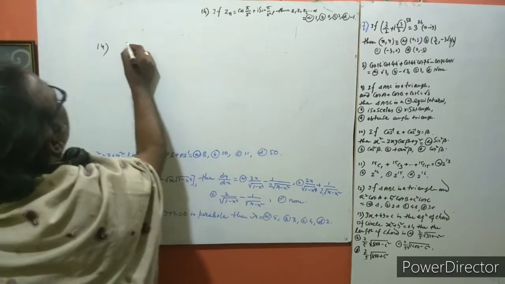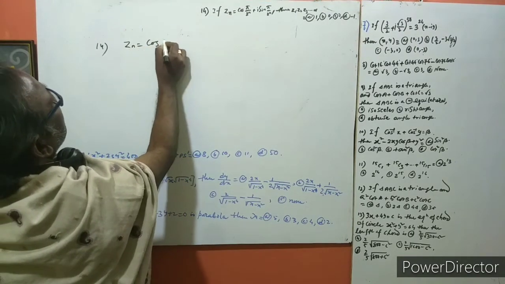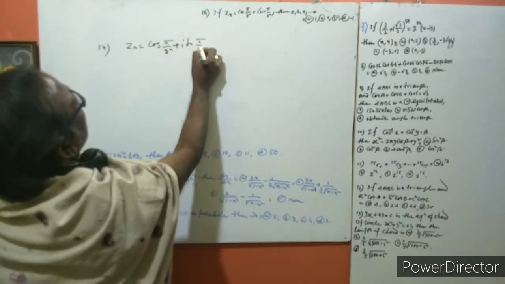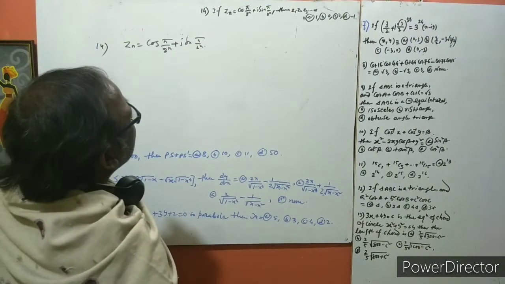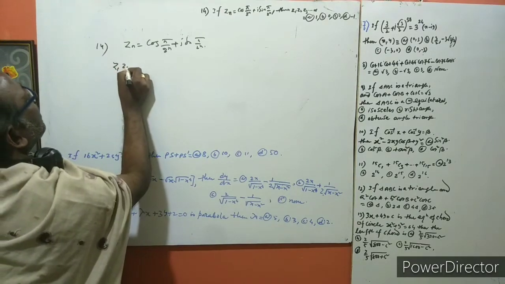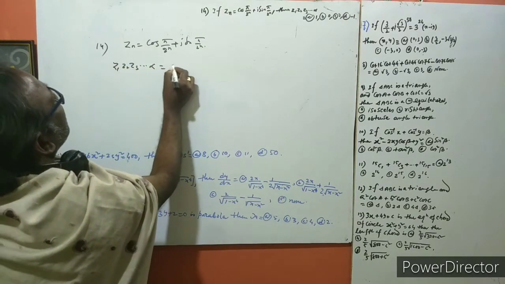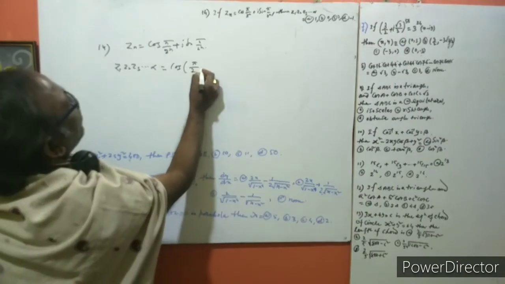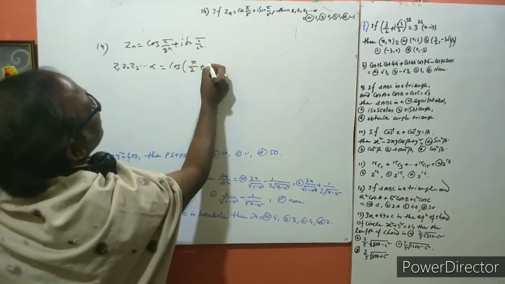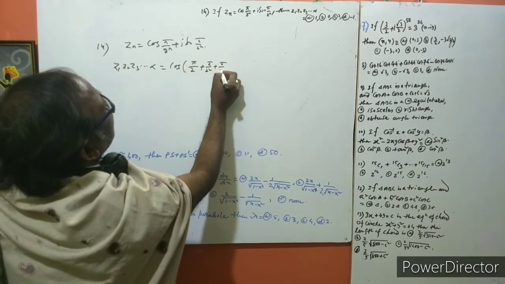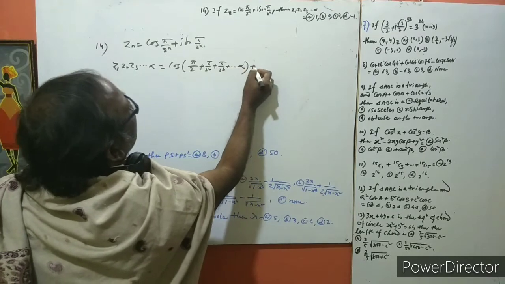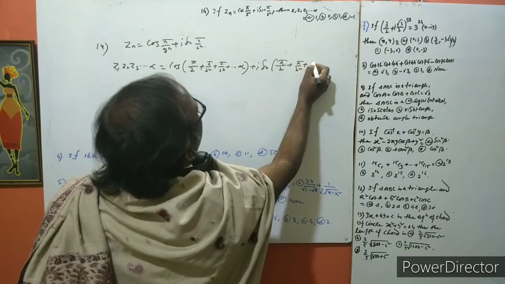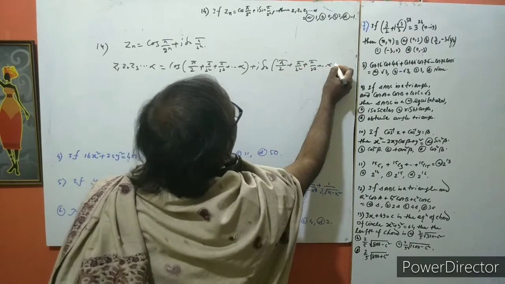See, Zn is equal to cos pi by 2 to the power n plus i sin pi by 2 to the power n. So Z1, Z2 and Z3, their product. So Z1, Z2 and Z3 up to infinity, and that is equal to, we can write here, for Z1 we find here pi by 2, for Z2 we find here pi by 2 square, and pi by 2 cube, and this is the infinite GP, and also i into sine of the same as pi by 2 plus pi by 2 square and pi by 2 cube up to infinity.